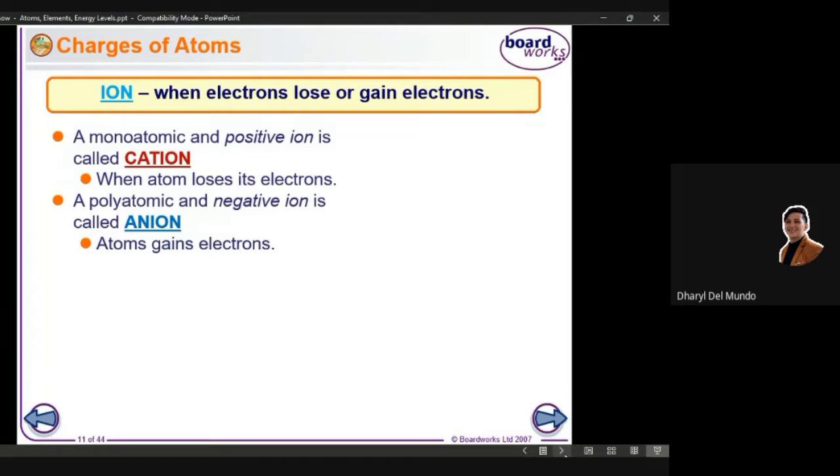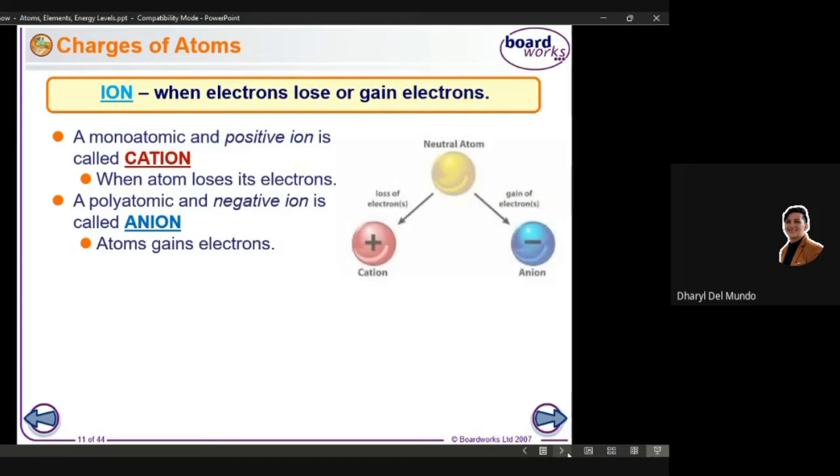Okay, you subtract electrons from it. Am I clear? While on the other hand, a polyatomic and negative ion is called an anion, which means the atom gains electrons. When an atom gains electrons, you add negativity, right? So it becomes an ion. When an atom loses electrons, you release negativity, you become positive, so the atom becomes a cation.